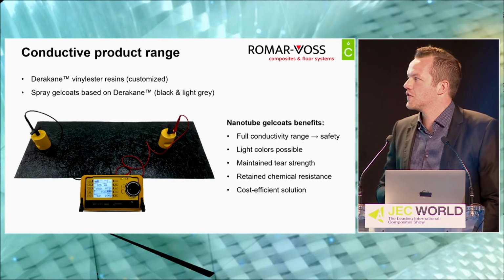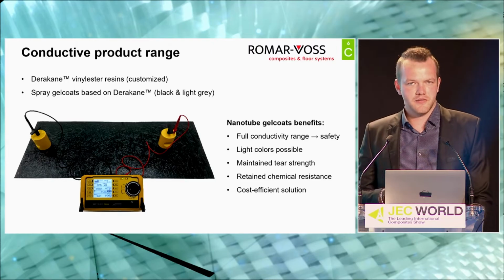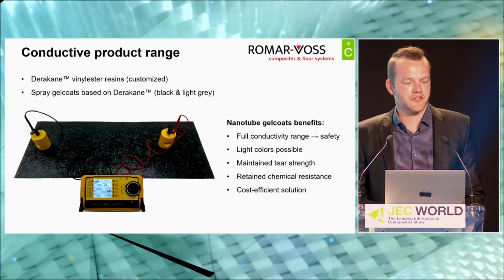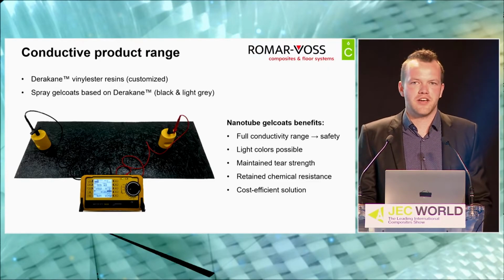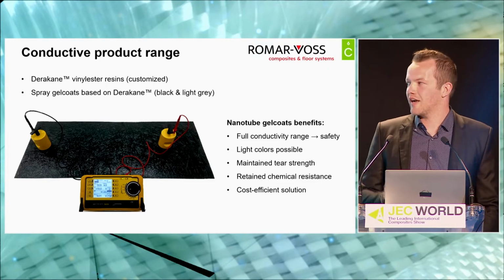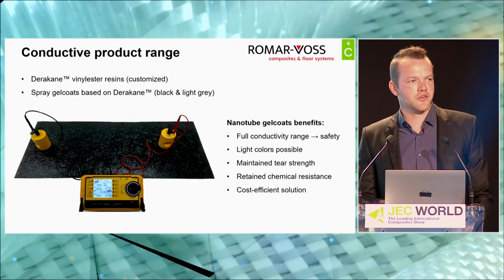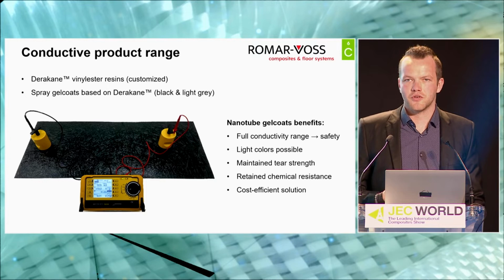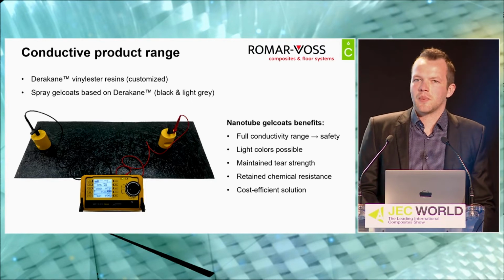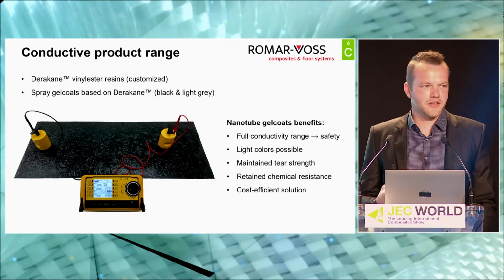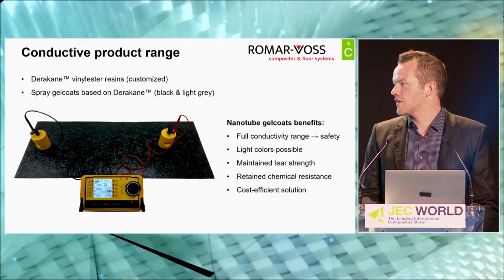Our conductive product range at Vollmer consists of the customizable Derricane vinyl ester resins and Derricane-based spray gel coats. For now, we only have them in black and light gray. Some other benefits of those nanotubes are a full conductive range, the possibility of light colors, also the maintained chemical and mechanical properties, and being cost efficient.